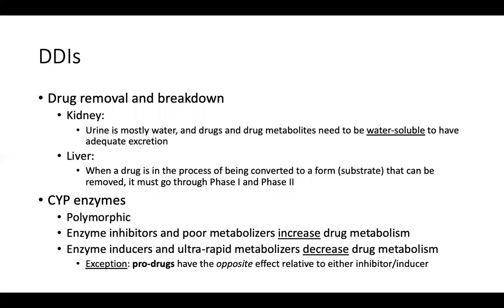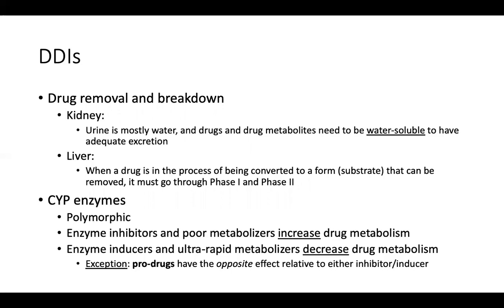Going into this more in depth, drug removal and breakdown. This is mainly in the kidney and liver. In the kidney, urine is mostly water, and drugs and drug metabolites need to be water soluble to have adequate excretion. And then liver, when a drug is in the process of being converted to be removed, it has to go through those phase 1 and phase 2 reactions like we previously talked about. And this is where we see those CYP enzymes come into play, especially in these DDIs. Some of these CYP enzymes are polymorphic, so a patient might express an ultra-rapid or poor metabolizer form of that CYP enzyme.